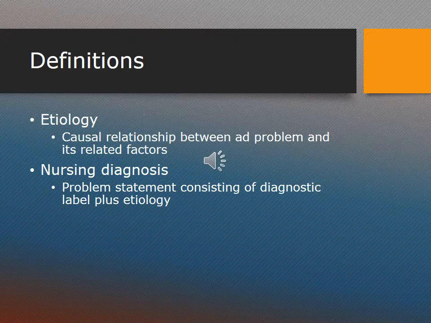Some definitions you need to know: the etiology. The etiology is what causes a problem. What's the cause? It's the causal relationship between a problem and its related factors. So if your patient is having pain, why are they having pain? What is the cause of the pain? Nursing diagnosis is your problem statement consisting of your diagnostic label plus the etiology.